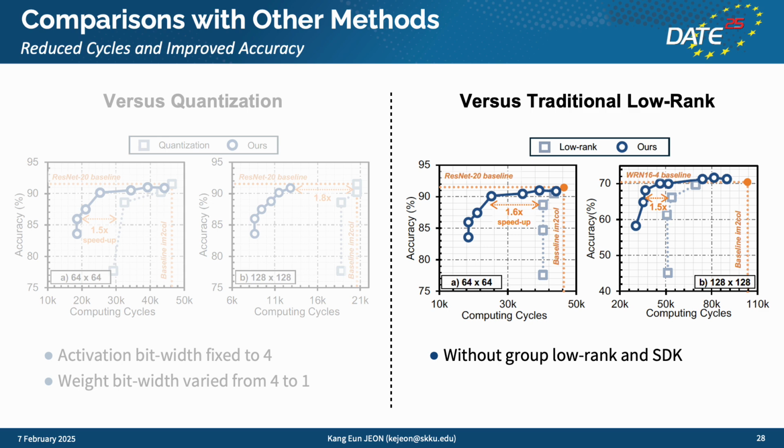We also compare our method against the traditional low-rank compression, that is, without the proposed group low-rank compression technique and SDK mapping. From the graph, it is clear that the traditional low-rank compression on its own fails to achieve significant improvement in terms of both accuracy and computing cycles. The proposed method achieves around 1.5 times speedup compared to the traditional low-rank compression.